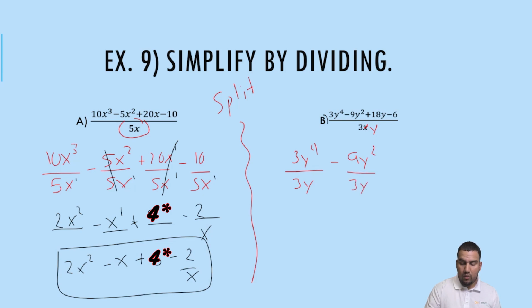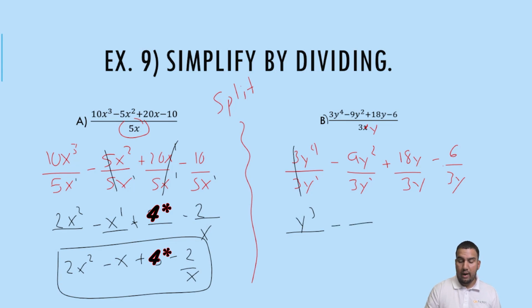Now remember, every time you write y to the 1 because it's going to help you out. Plus 18y over 3y minus 6 over 3y. Now remember, if you see a fraction, write a fraction if it helps you out. I see a 3 on top, 3 on the bottom. So what happens? They cancel out. I have y to the 4 on top, y to the 1 on the bottom. So I subtract it. 4 minus 1 is 3. So it's y cubed on top. I don't need anything on the bottom, so I'm going to erase it, but not now. I'm going to do my next one.